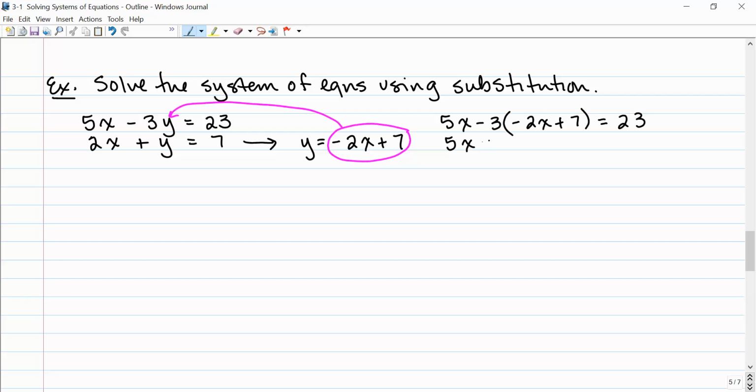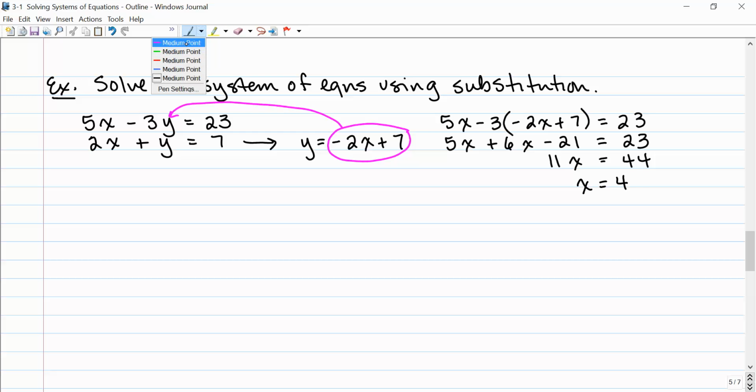So 5x plus 6x minus 21 equals 23, or 11x equals, adding 21 to both sides, 44, or x is equal to 4. Now I can take that 4 for x and plug it into either of my equations. Actually, I think I will plug it into here for x.